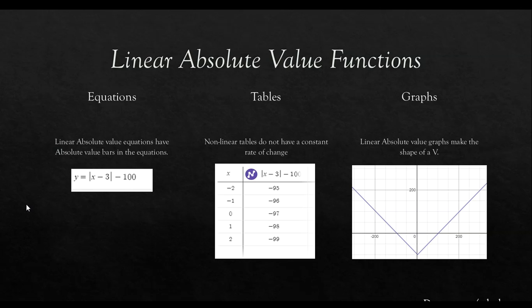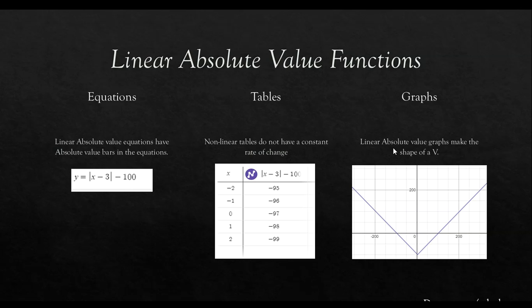All right, now we've hit absolute value functions, which are nonlinear. The equation would have absolute value bars in it. So this one is y = |x - 3| - 100. That's what your equation is going to have, those absolute value bars in it. Again, the nonlinear table does not have a constant rate of change.